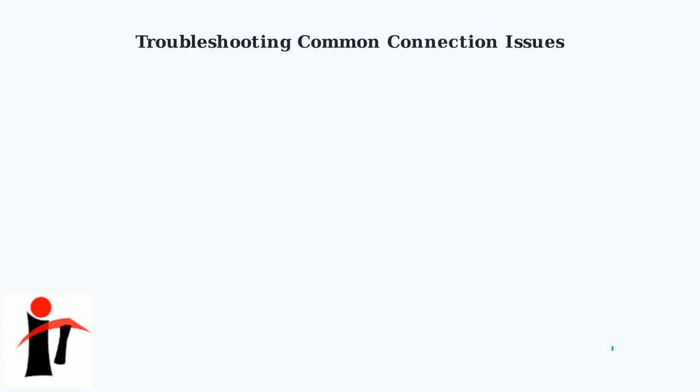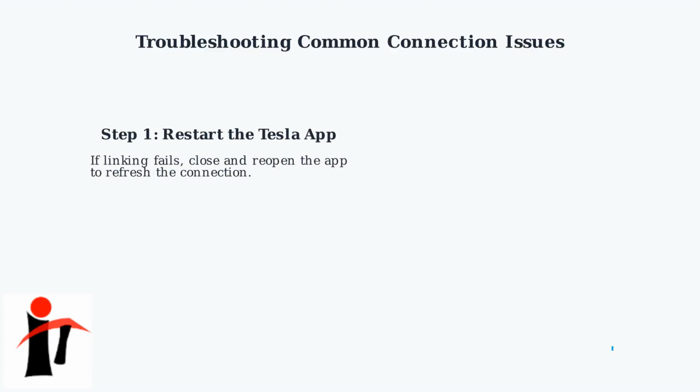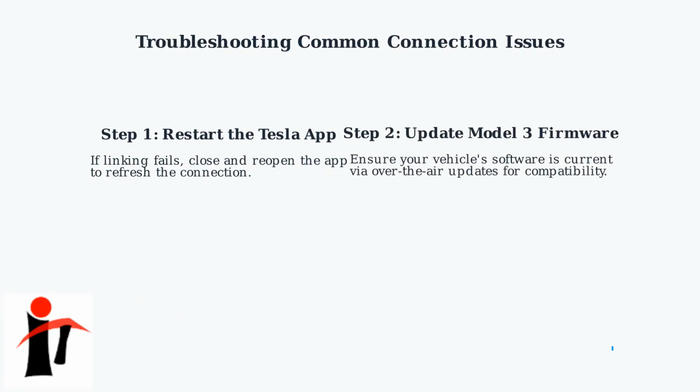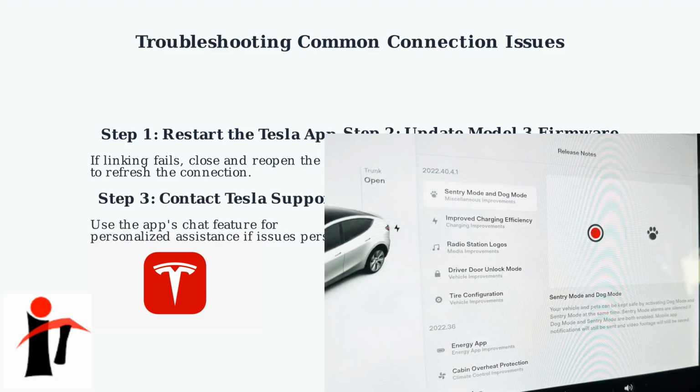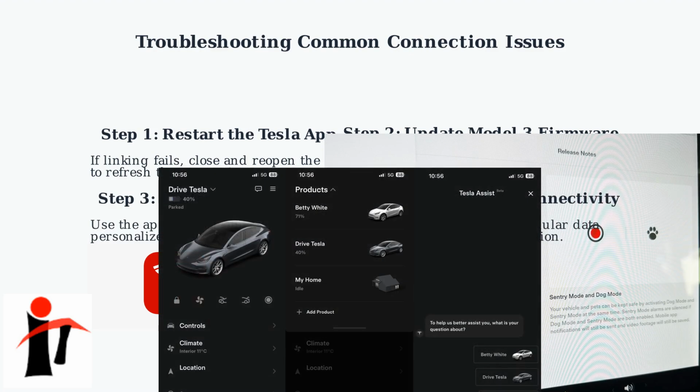If you encounter issues during linking, try restarting the Tesla app to refresh the connection. Ensure your Model 3's firmware is up to date via an over-the-air update to maintain compatibility. If problems persist, contact Tesla support through the app's chat feature for expert help. Wi-Fi connectivity issues are common in rural areas, so try using a cellular connection if Wi-Fi is unreliable.